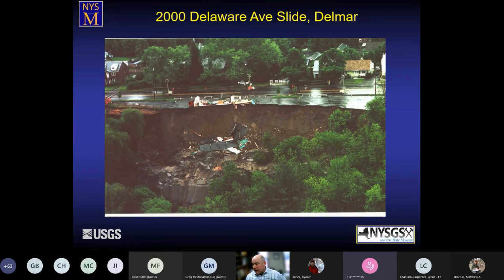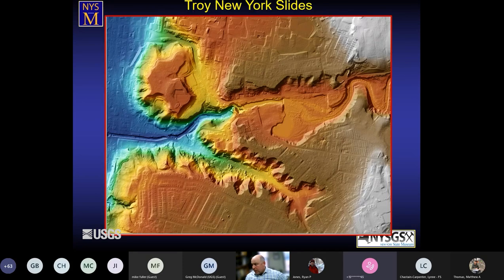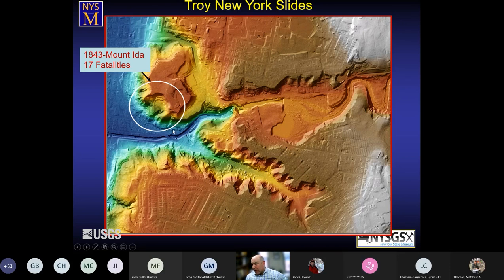These are exceptionally common here in the Capital District, in these glacial lake clays, and also in the Hudson River Valley. Here's a LiDAR image of Troy, New York, and you can see that the population density is very built up on these lake clays throughout the Hudson Valley. This is the location of the 1843 Mount Ida landslide that was responsible for 17 deaths.